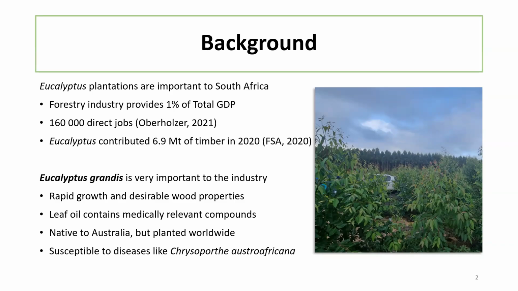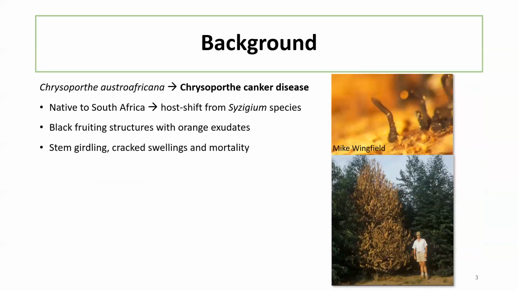However, it is susceptible to diseases like Chrysoporthe austroafricana. Chrysoporthe is a canker disease. It forms these cankers on the stems of the plant. This specific species is believed to be native to South Africa and underwent a host shift from our species onto eucalyptus, where it causes disease. And it forms these little black fruiting structures with orange exudates. And it is responsible for quite a bit of mortality.